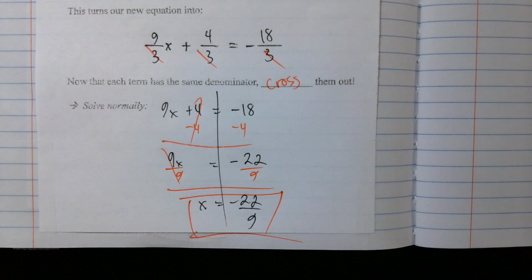Let's take a look at some other examples of this. It's not too bad though, right? Just putting the whole number over 1.